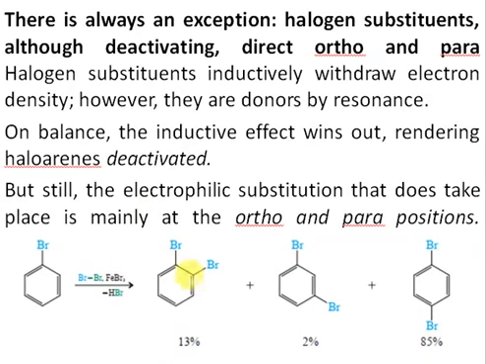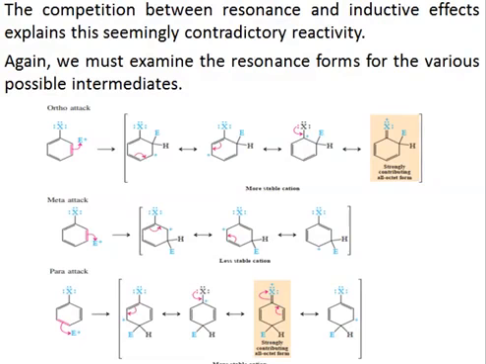Just see the ratio. The ortho product is 13%, the para product is 85%, and the meta product is just 2%. It's forming in trace amounts, right? So you see why the ortho and para product is dominating. The reason is the resonance stability of the carbocation here.